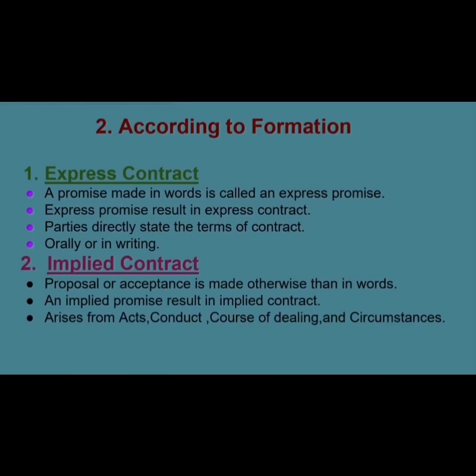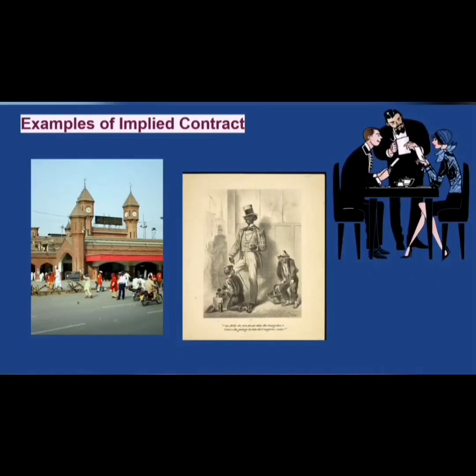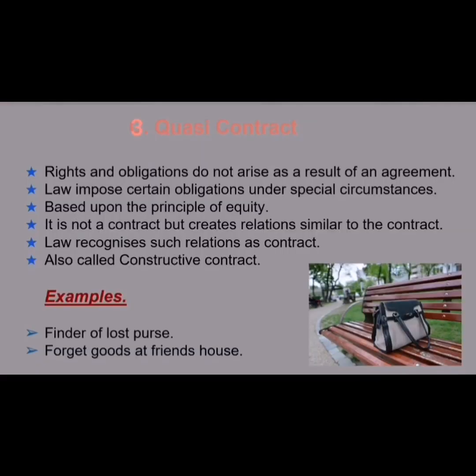Dear students, now this is your second video regarding kinds of contract. In this video, you will get information about the other two classifications of contract. The second classification, as you know, is according to the formation. In according to formation, the first sub-classification is express contract, and the second one is implied contract. After the implied contract, here comes the third sub-classification, which is called quasi-contract.